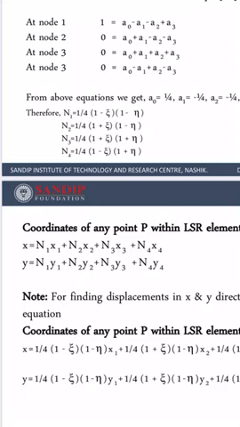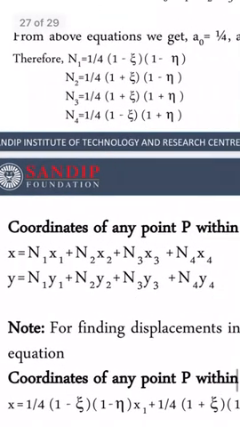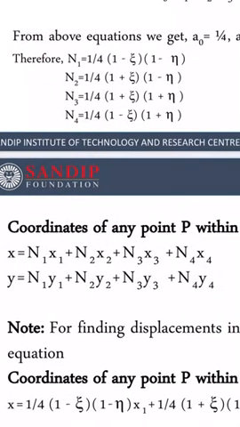such type of examples will be asked in your exam, where they have given the zeta and eta values and x1 y1, x2 y2, x3 y3 and x4 y4 values. Then first we need to find out the shape functions n1, n2, n3, n4 by using these eta and zeta values. Then by putting n1, n2, n3, n4 values into these two equations for x and y, you will get the coordinates for P, means x and y. So in this way you can solve the coordinates for this LSR element.